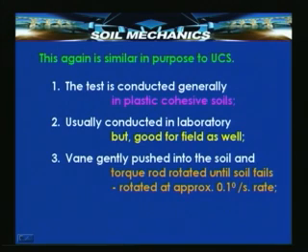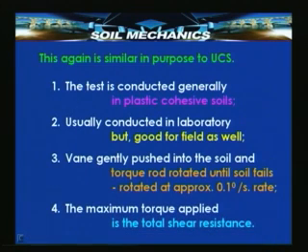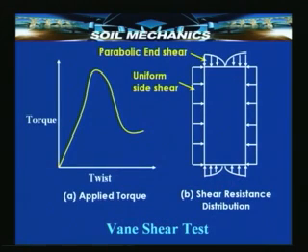Rotation at a slow speed is very important. Usually the rotation is done at approximately 0.1 degree per second rate. The maximum torque applied is obviously the total shear resistance. Now we can make computations or derive expressions from which we can compute the total torque applied and the corresponding shear resistance. How do we do that?